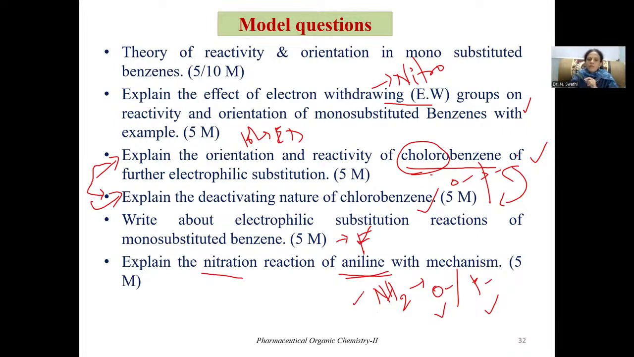Okay, so that is how you have to give. For aniline, you have to write ortho nitro aniline and para nitro aniline. You will write them as products. That is the only difference. Okay, so these are some of the questions, students.